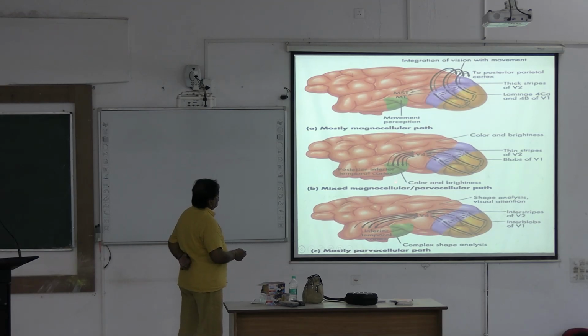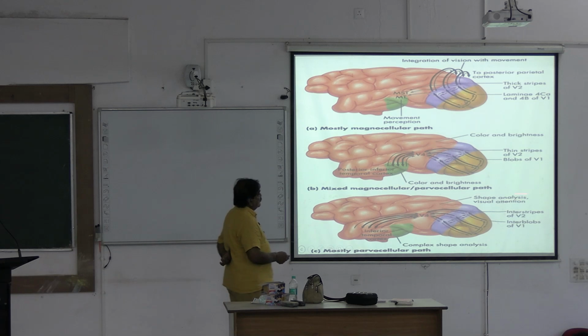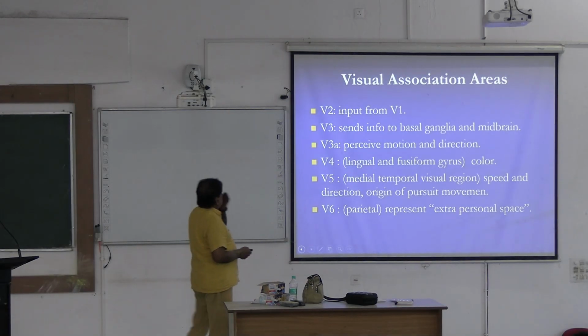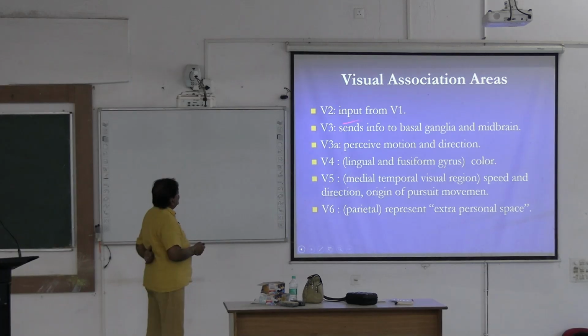Now, color and brightness, this portion of the brain. Thin stripes of V2, lobes of V6, mostly inferior cortex, here shape, analysis of visual attention. Interstripes of V2 and interlobes of V6. Visual association areas: V3 sends to the basal ganglia and midbrain. V3A perceives motion and direction.